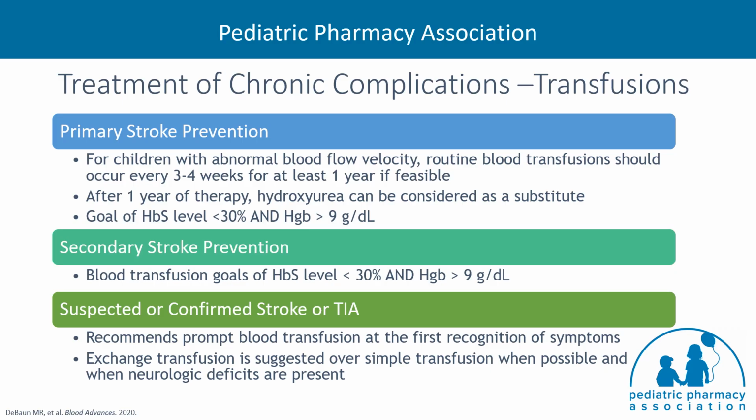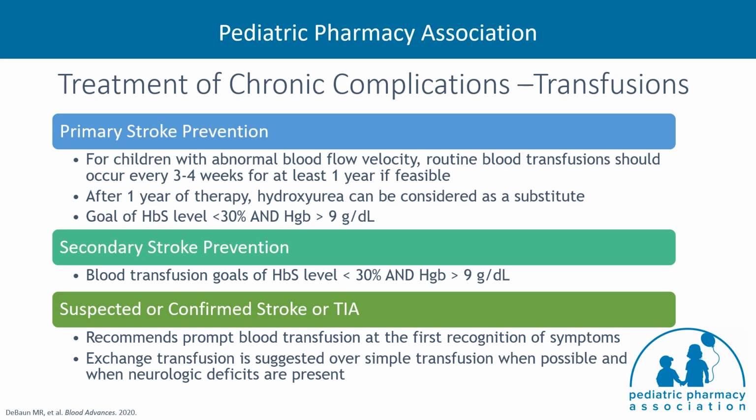The stroke prevention trial and sickle cell anemia study, or the STOP study, does recommend that yearly Doppler screening should be done for children with sickle cell disease between the ages of 2 years and 16 years, with repeat within 3 months for children with abnormal results. So those are those patients that would be getting the primary stroke prevention transfusions.